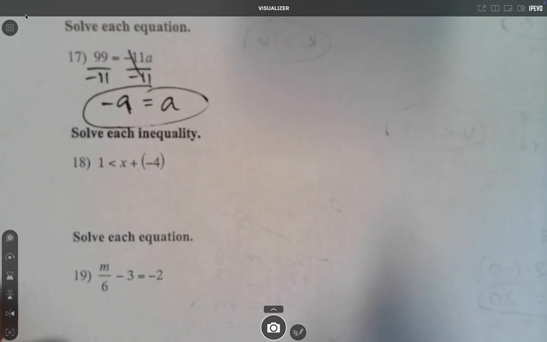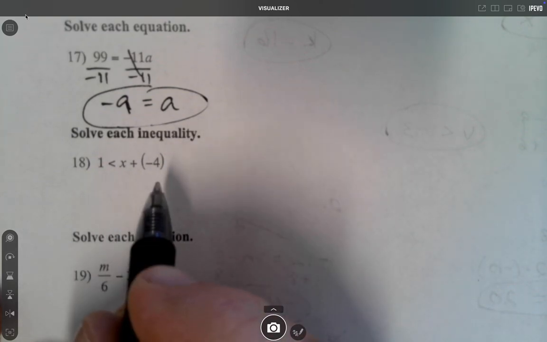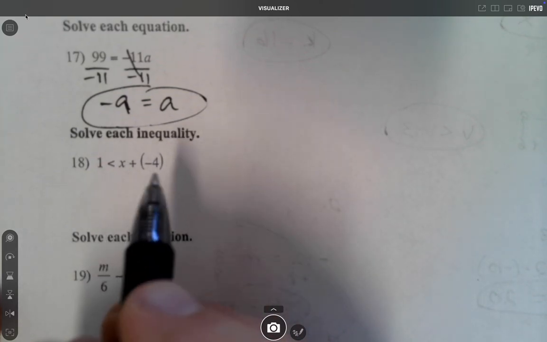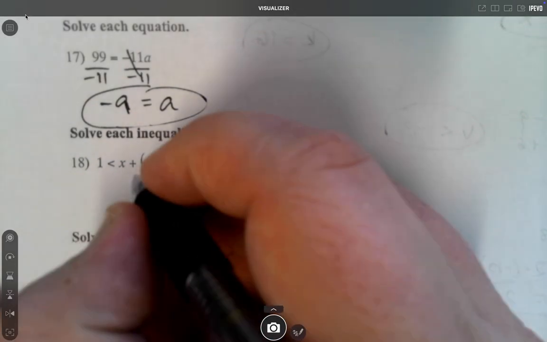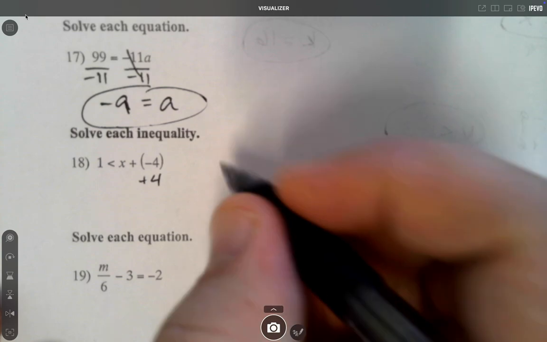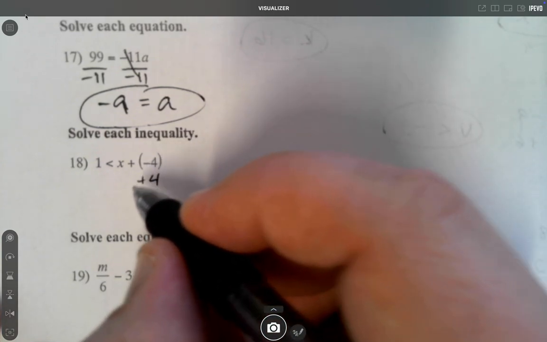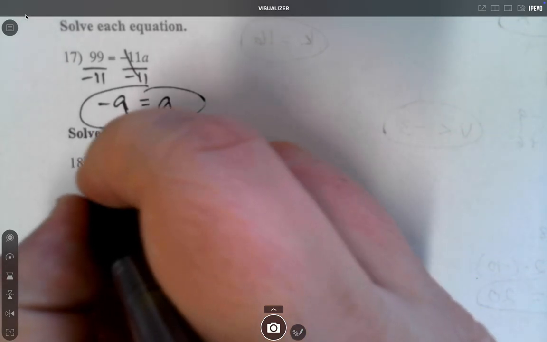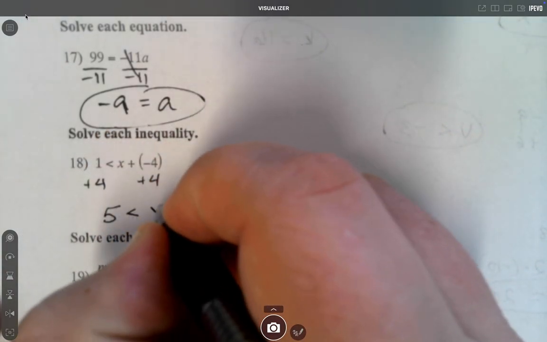Okay, 18, x plus negative 4. So remember, the goal is to eliminate these numbers on the side that's with the variable. So this is a negative 4, so we want to do the opposite and add 4, because the goal is to make it equal 0. So negative 4 plus 4 is what will equal 0. So that's why we add 4 to both sides.